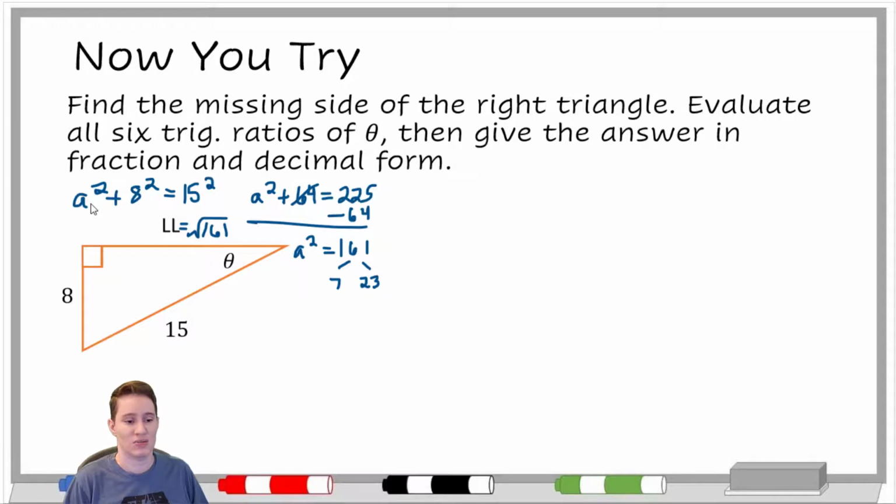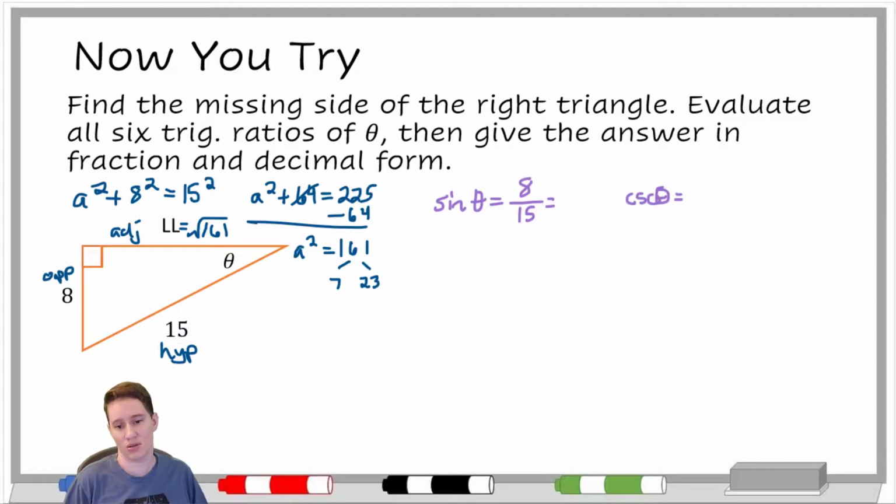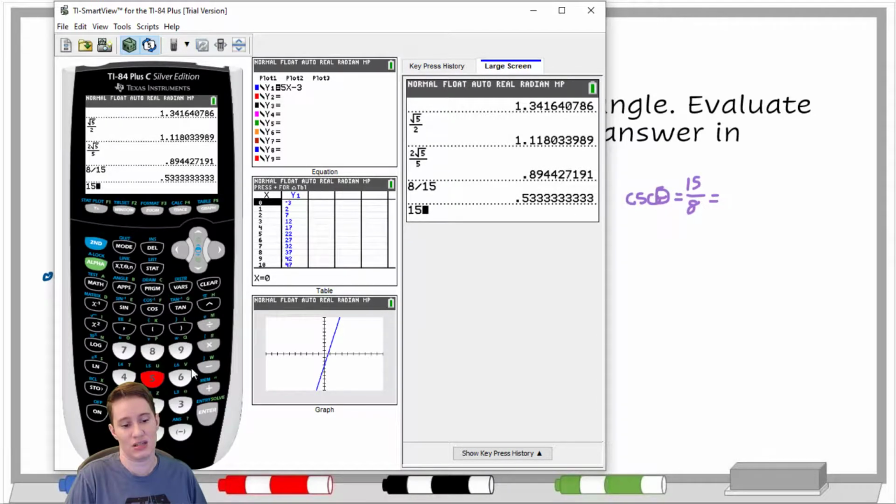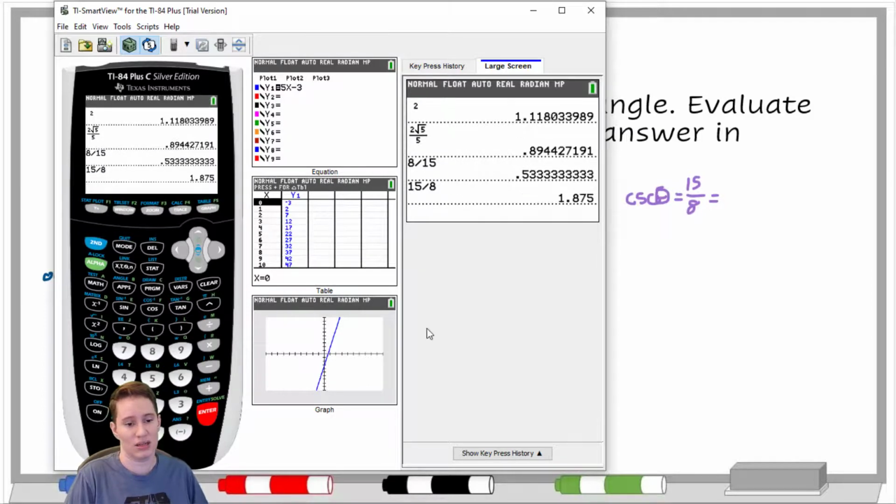So theta is here, which means that this longer leg is our adjacent side, the 8 is our opposite side, and the hypotenuse, of course, is this 15. So let's do sine, cosine, and tangent. Sine of theta is opposite over hypotenuse, which is 8 over 15, which doesn't simplify, so we'll just need to find the decimals of this in a sec. Cosecant is the reciprocal of sine, so we just flip it over and make it 15 over 8. Let's go find these two fractions as decimals. 8 divided by 15 is 0.53, repeating, and 15 divided by 8 is 1.875.